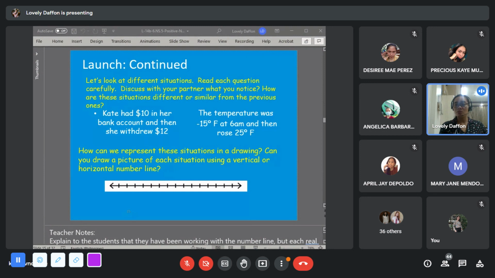However, maglisod gyapon na itong mga estudyante og sabutan na. And the question is, ngano man gyud nga ang answer nato is positive 10. And something like that. So let's see what we have here.